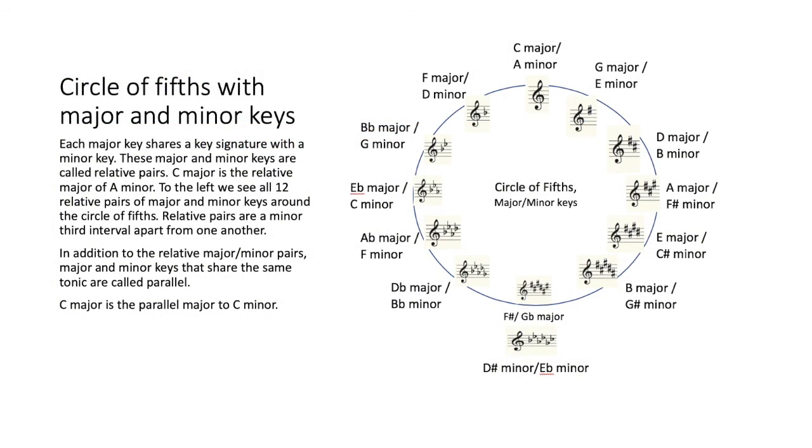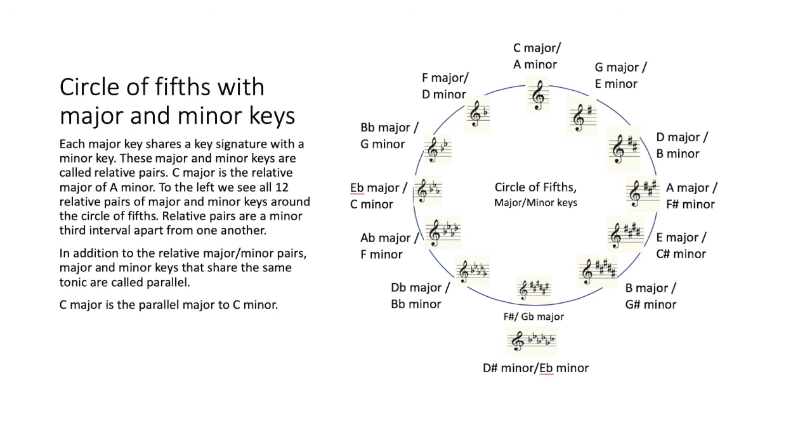The circle of fifths with major and minor keys combined. Each major key shares a key signature with a minor key. These major and minor keys are called relative pairs. C major is the relative major of A minor. To the right, we see all 12 relative pairs of major and minor keys around the circle of fifths.